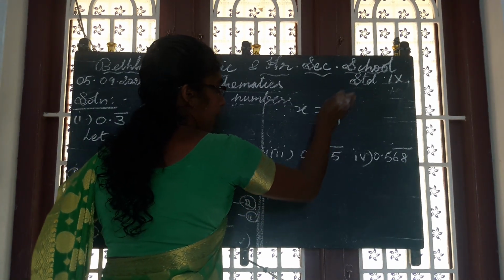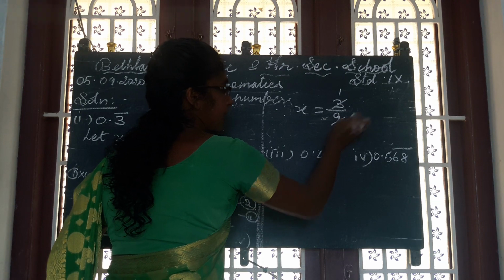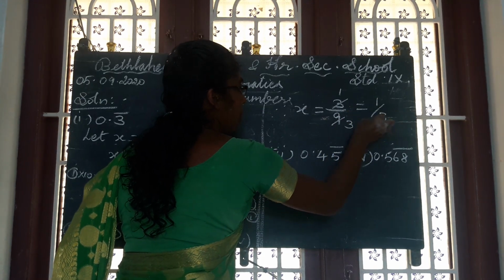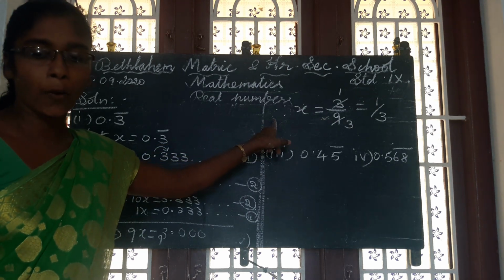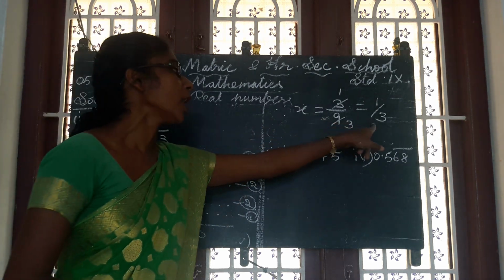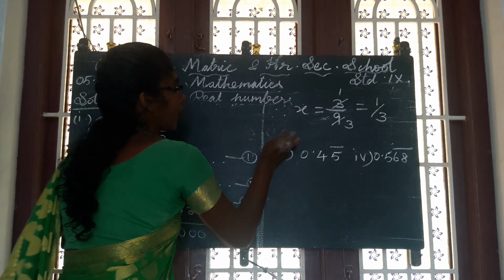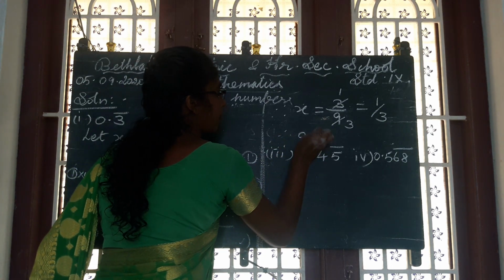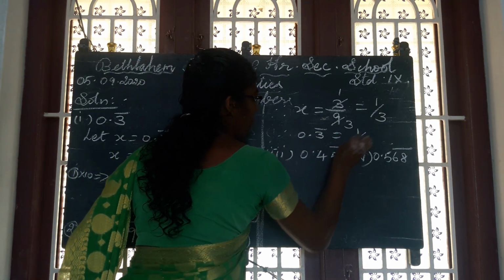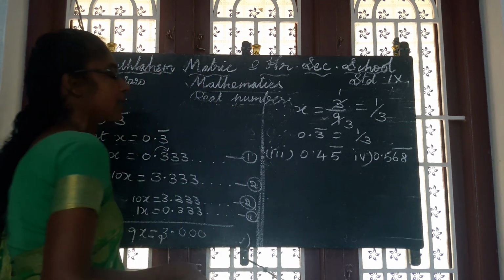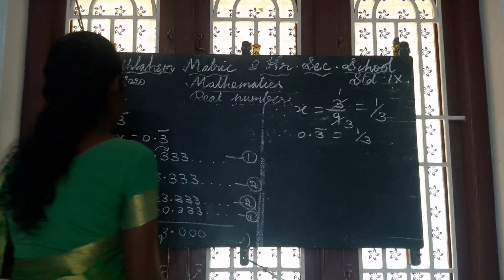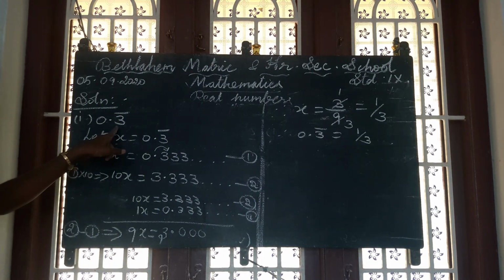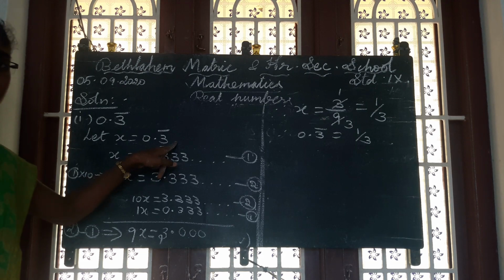When we are cancelling, 3 ones are 3, 3 threes are 9. It's equal to 1 by 3. So x is equal to 1 by 3. Therefore 0.3 bar is equal to 1 by 3. Next, we can go for the second question. Have you understood? First, take x like that.